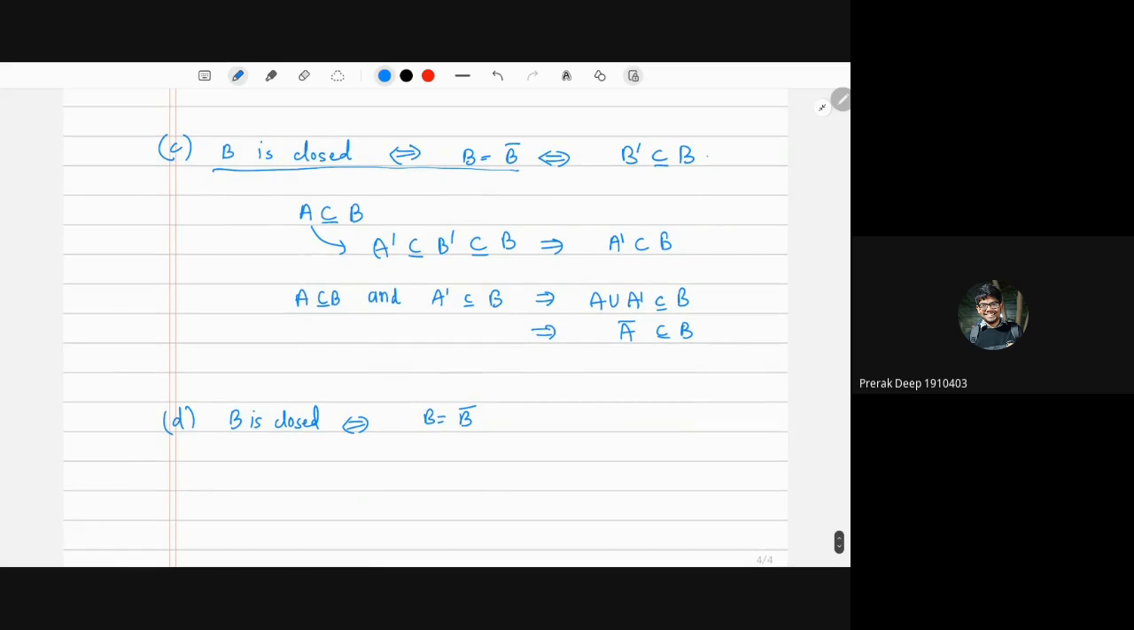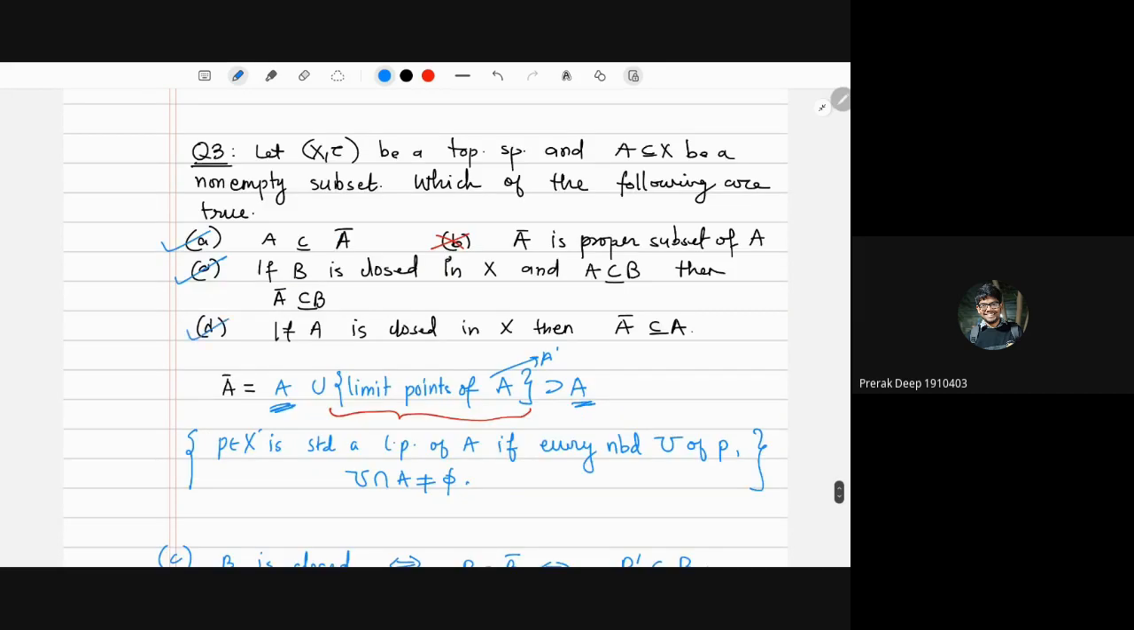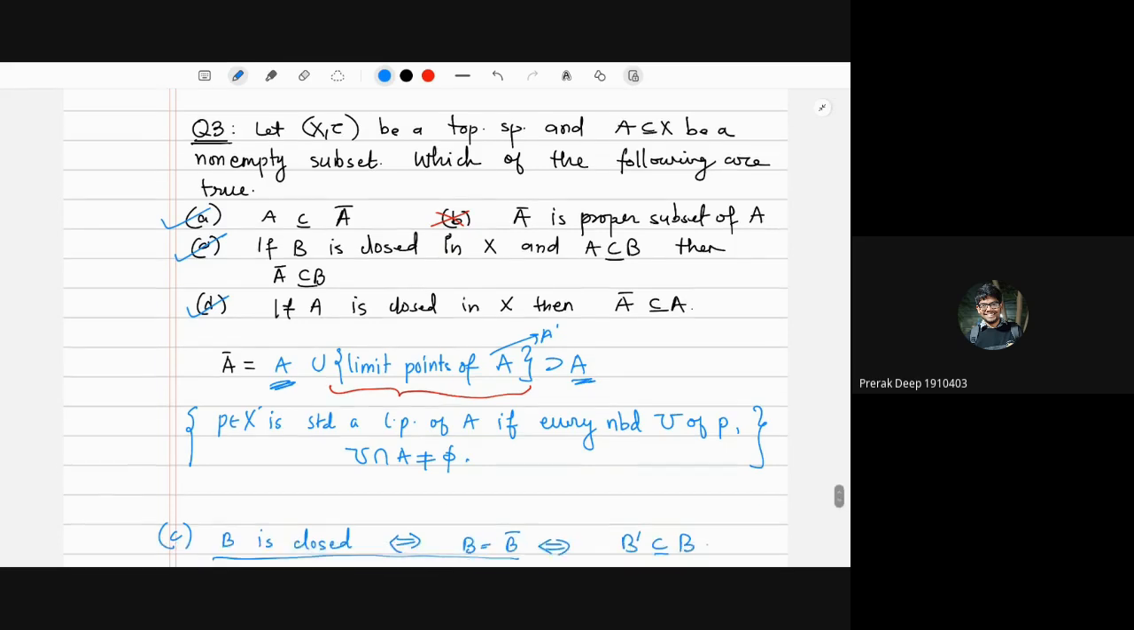So what does this mean? This is equivalent to saying that B closure is a subset of B and B is a subset of B closure. So this is the option given in D. So option D is also correct. Okay, so A, C, D are the right answers. Good.